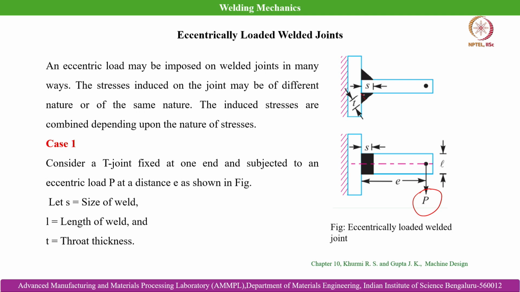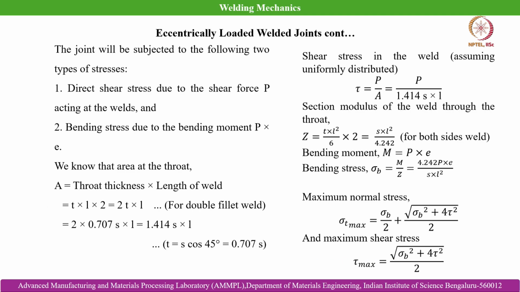And in case 1, the T joint is fixed at one end and subjected to an eccentric load P at a distance e. Here S is the size of the weld, L is the length of the weld, T is the throat thickness. The joint will be subjected to the following two types of stresses: number 1 will be the direct shear stress due to the shear force P acting at the welds, and there will be a bending stress as well due to the bending moment P cross e. That means force cross the distance from the axis or origin.